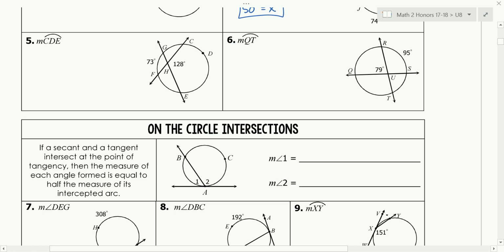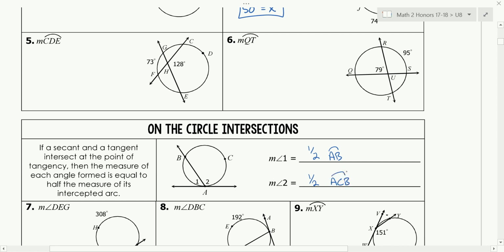But in this particular case, if it's on the circle, what can we say about the measure of angle 1? It's 1/2 the measure of which arc? AB. And the measure of angle 2 is 1/2 the measure of which arc? It's still AB, but it's the major arc, so we've got to use 3 letters. So A, C, B.